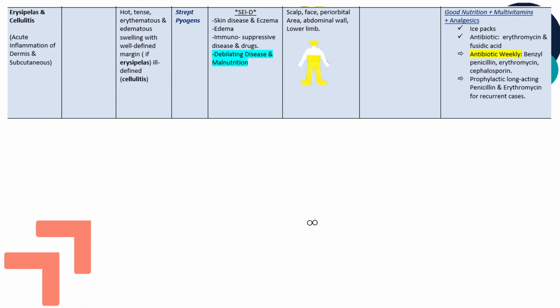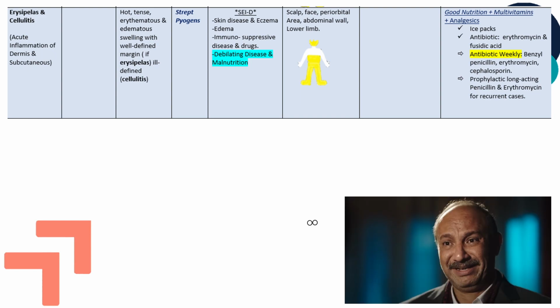And for the predisposing factors, we could either memorize it by the fact that SPICED this time is different, in which we will replace the P with an E, or if we are an Arabic student, you must know this actor whose name was Said, and this would remind you of the predisposing factors causing erysipelas and cellulitis, that is SAID. S for skin diseases as eczema, E for edema, I for immunosuppressive diseases and drugs, which is a common list of diseases and a common list of drugs, and D, debilitating diseases and malnutrition.